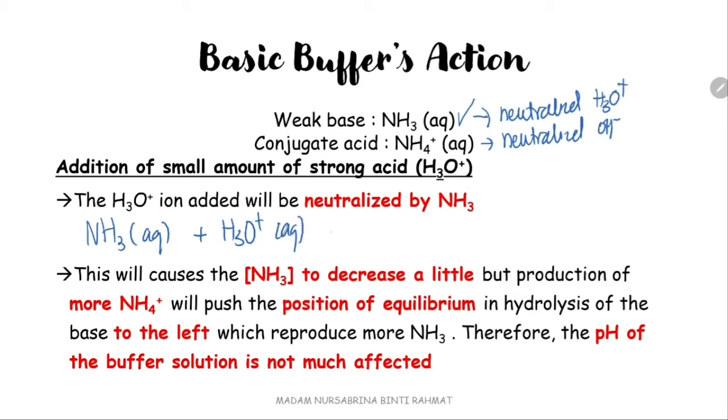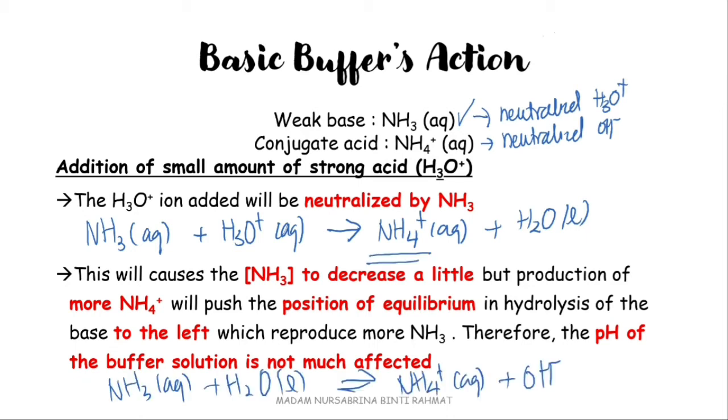Since we use up ammonia, that means we're going to produce our ammonium ion, NH4+, and definitely water, because it's a neutralization reaction. So from the neutralization reaction between our ammonia and the added strong acid H3O+, we're going to produce more of our NH4+. So our NH4+, our conjugate acid concentration, will increase, but our weak base concentration will decrease.